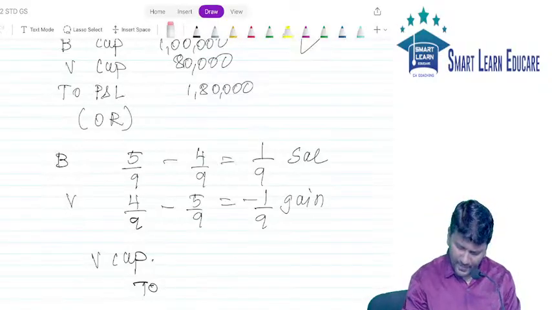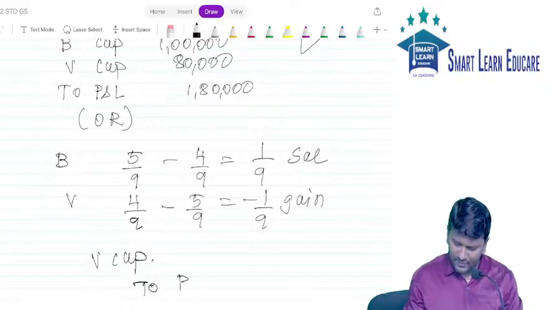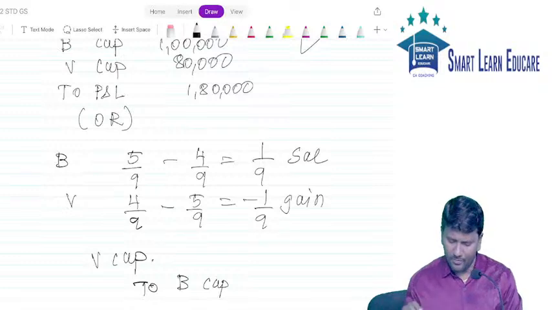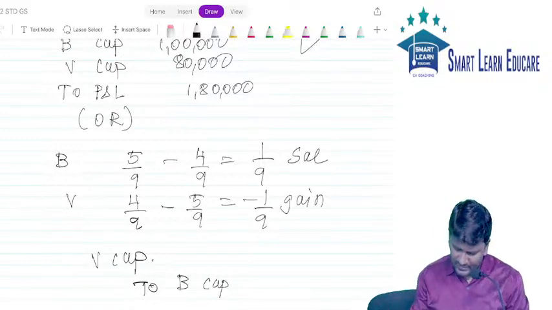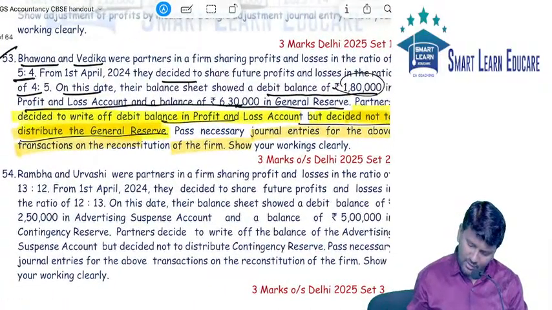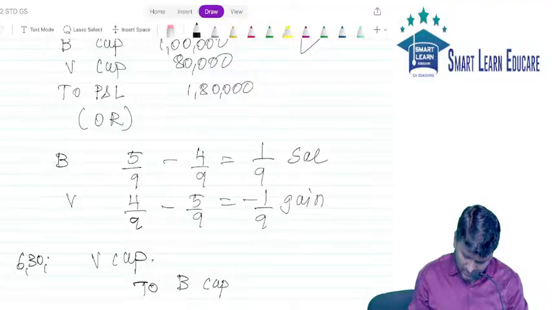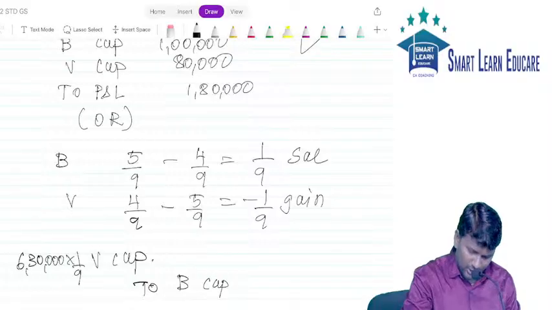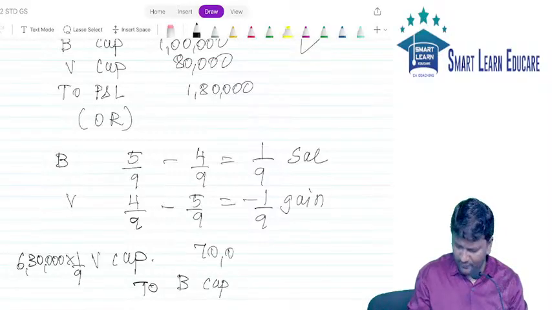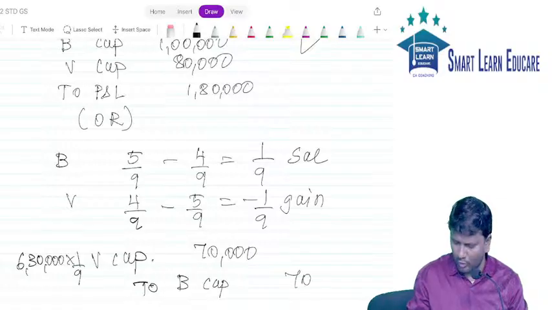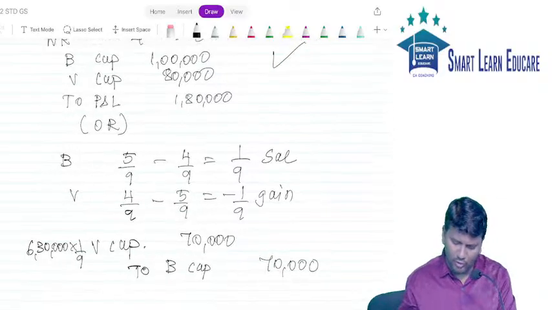Who is the gaining partner? V. Who is the sacrificing partner? B. அப்போ entry will be V's capital account debit to B's capital. Whenever you pass this entry, what is the total reserve given in the question? Questionல கொடுத்திருக்க reserve எவ்வளோ? 6,30,000. 6,30,000 into 1/9 will give you 70,000. அப்போ entry V's capital account debit 70,000 to B's capital 70,000. Like this you should pass entry.